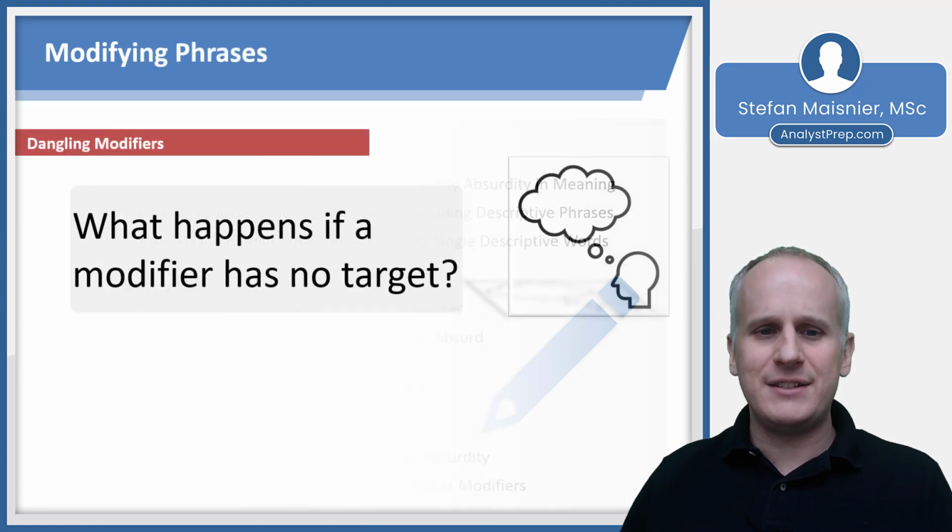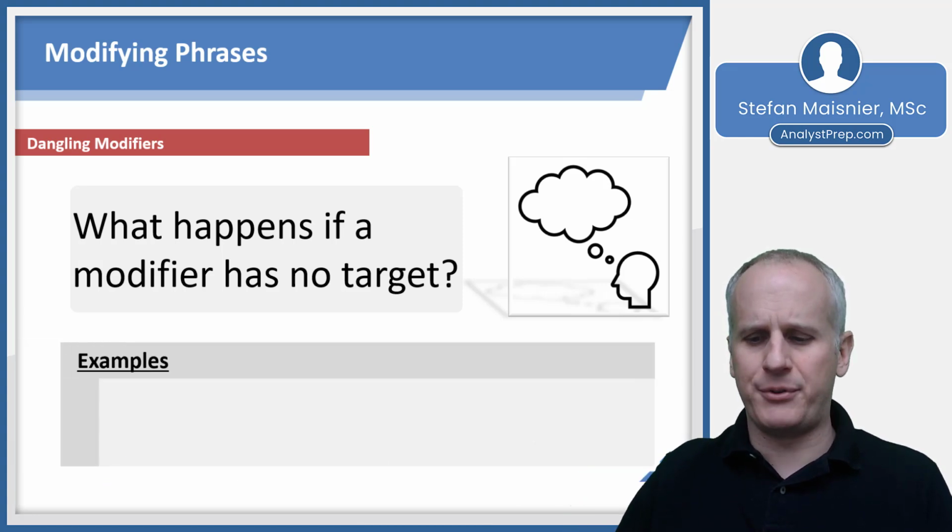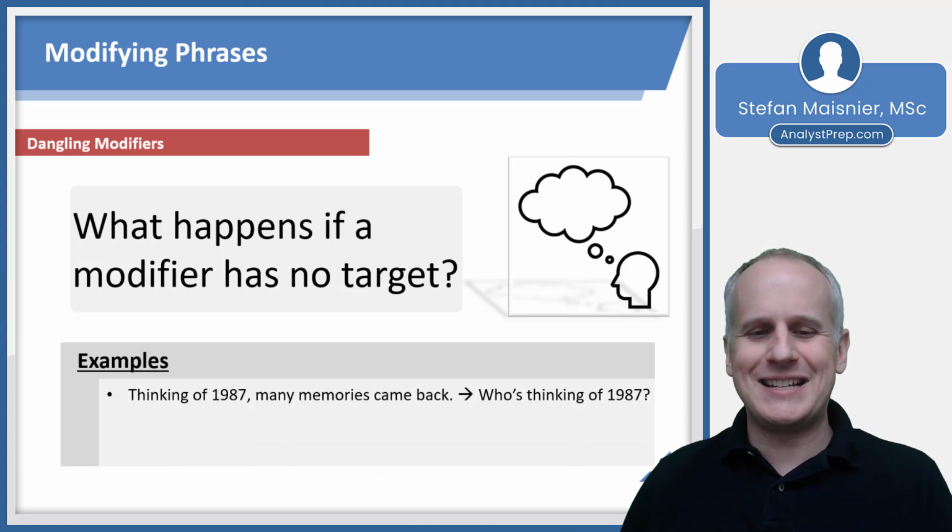So let's first talk about what happens with incorrect modifying phrases, starting with what are known as dangling modifiers. That introduces the question of what happens if a modifier has no target. So let's consider an example sentence. Thinking of 1987, many memories came back. Now, you may think that sounds like a fine sentence, but let's ask the question, who's thinking of 1987? In this sentence alone, no one.